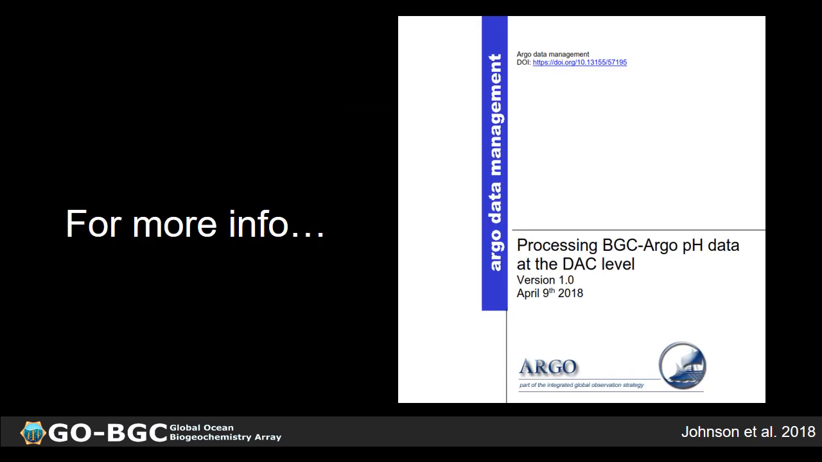I want to point out that most of the information in this talk is summarized or can be found in this Argo data management document, Processing BGC Argo pH data at the DIC level. All the specifics on how to calculate different parameters, different constants that are involved in the calculations, as well as MATLAB code and check values are all included in this document. If you're interested, go take a look at this document. There's a lot of information in there.